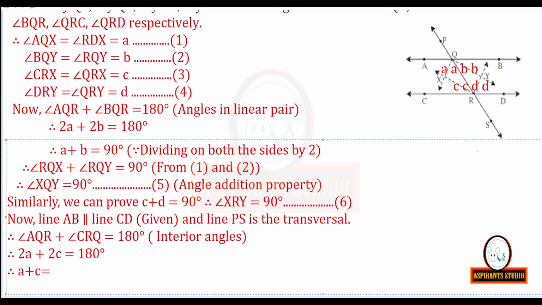You can write the reason as how you wrote before. You can write since dividing on both the sides by 2. Take this to be equation number 7.